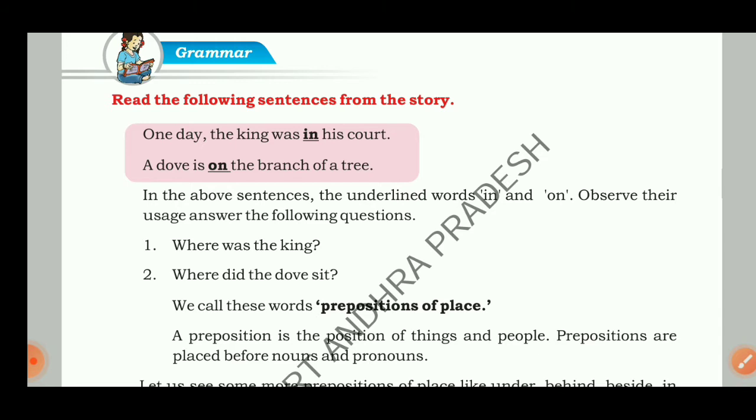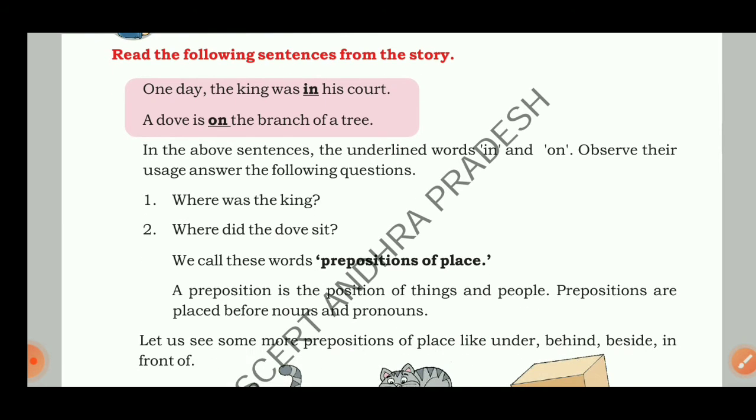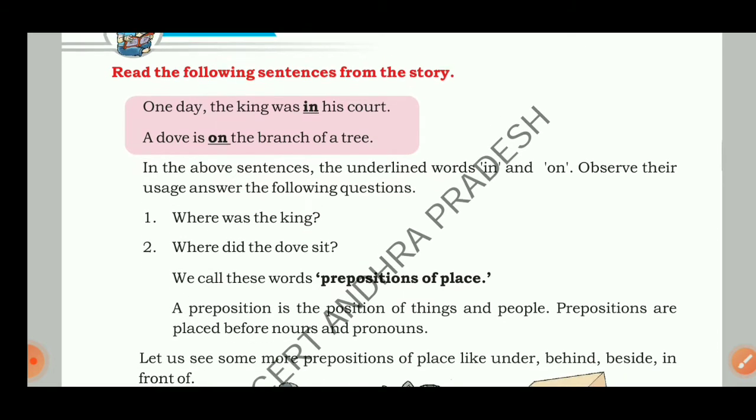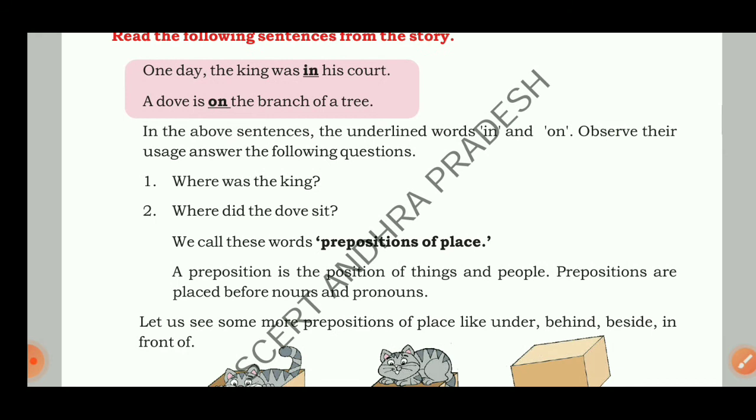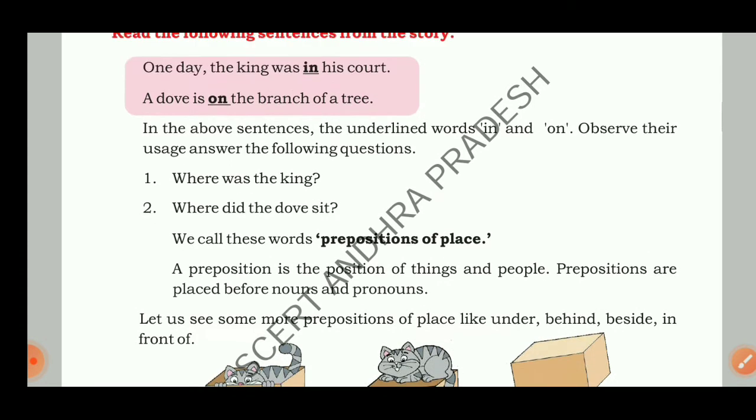Underline chesina padalu in, on. Where was the king? King ekkada unnadu ante in his court. Where did the dove sit? On the branch of a tree. The tree meeda.